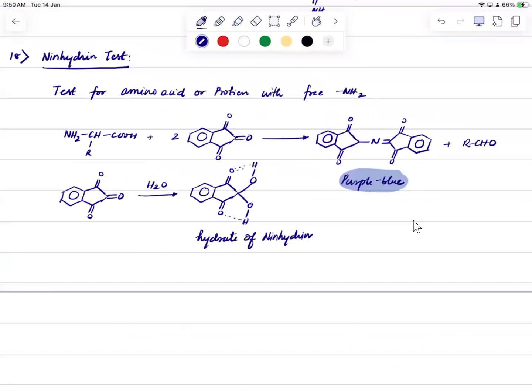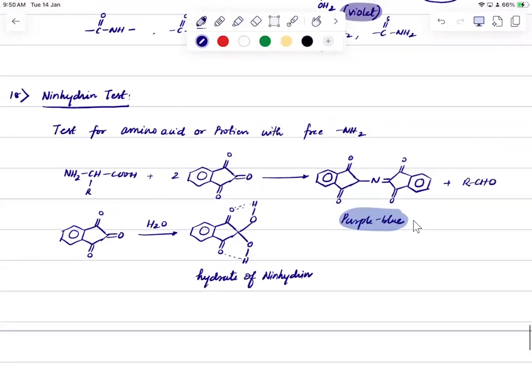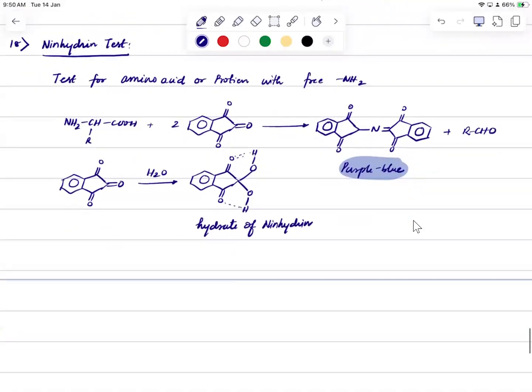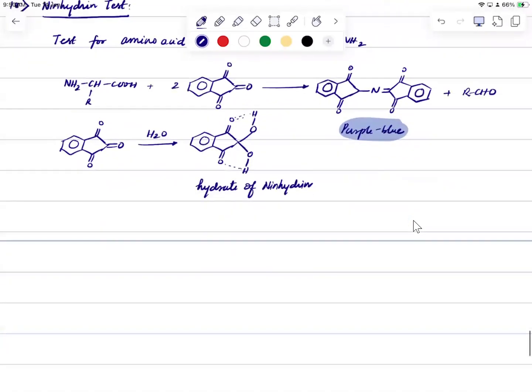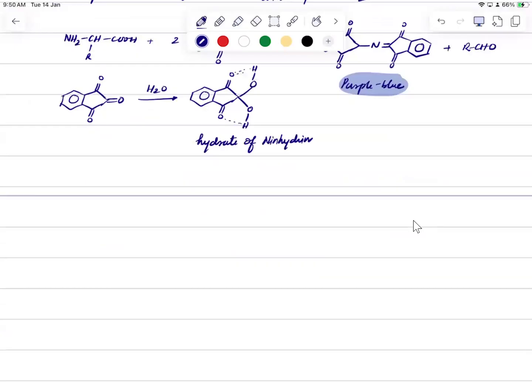I hope all of you got this. Ninhydrin test. It is a test for any amino acid which has free NH2. Achha, which amino acid will not be able to give this? Proline, because that is a secondary amine. So that will not give a positive test.